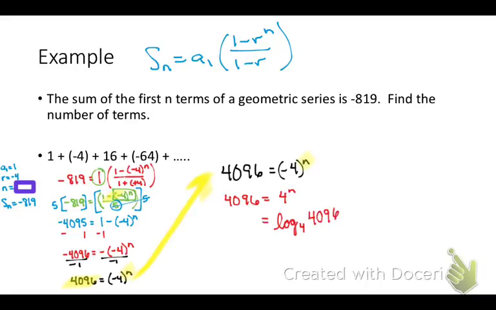4,096 equals n, do you remember what change of base was? Log of 4,096 divided by log of 4. So log of 4,096 divided by log of 4 is just 6.